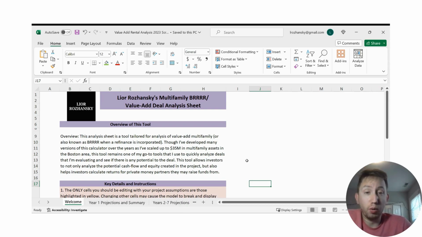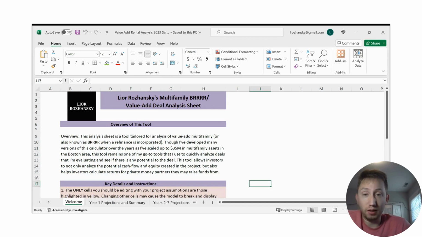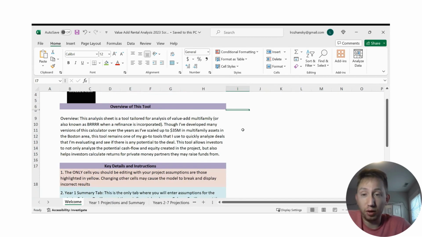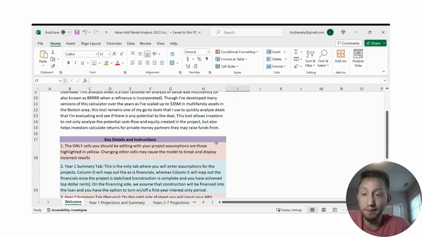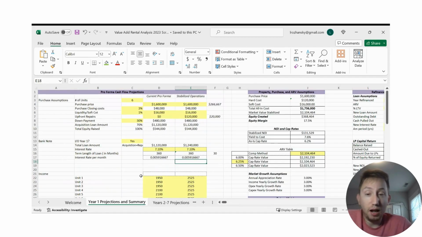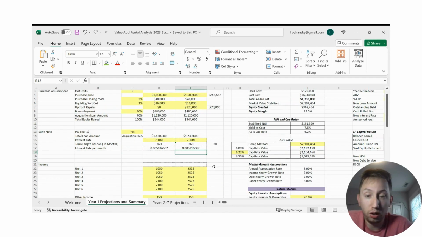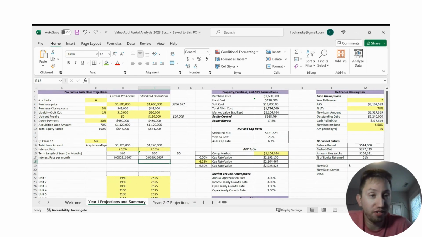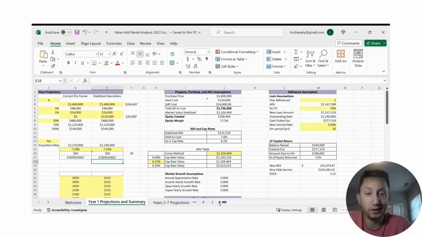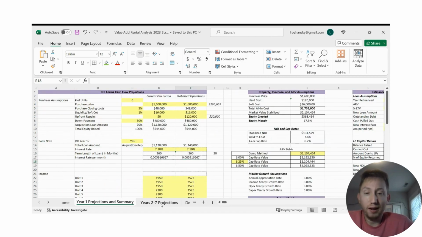So really quickly, I'm going to give you guys an overlay of the tool and then we'll go right through it. So there's obviously this welcome tab here where I give you guys an overview and then some instructions about each tab. Then we have our projections and summary tabs. This is where we're going to enter all of our projections, income and expense, our cap rates. We even have a refinance table right here as well that we'll go through.